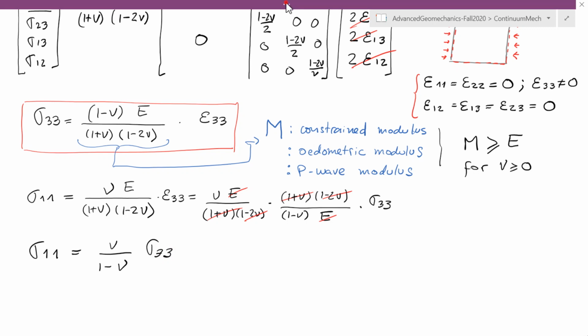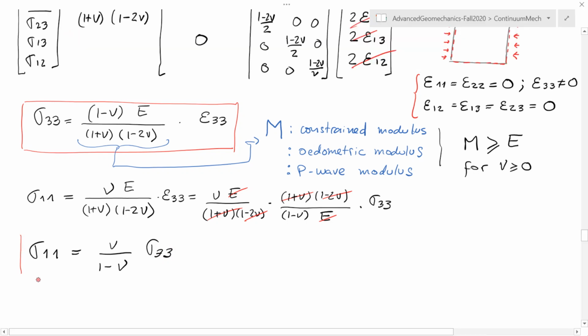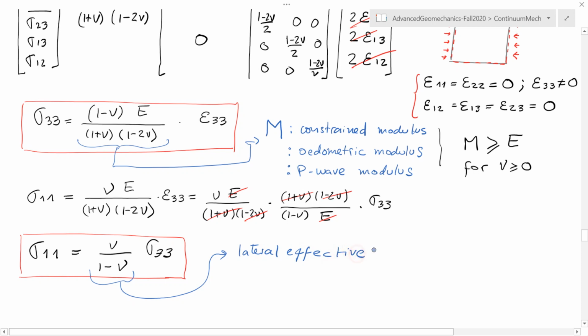So what this equation tells me is that the horizontal stress sigma 11 is a direct function of the effective vertical stress sigma 33 through this coefficient, which goes by the name of lateral effective stress coefficient, and for example in the solid mechanics community goes by the name of K naught. Let me write that K again so it's clear.